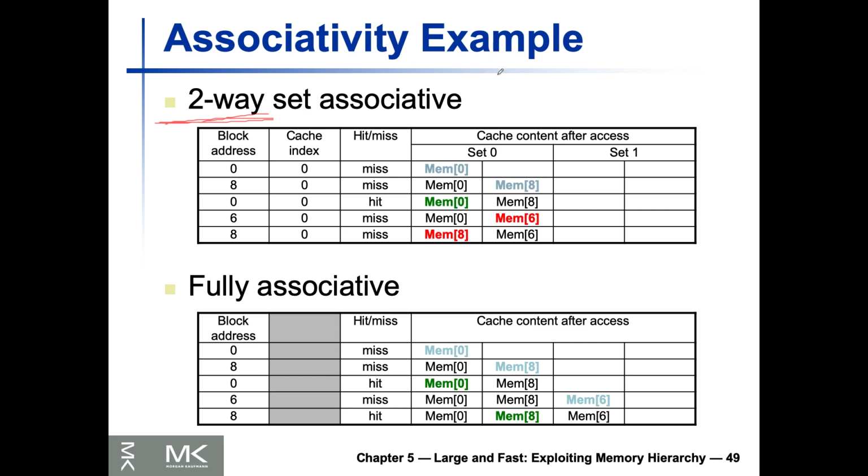So we had 0, 8, 0, 6, 8. You take the mod of those with 2, and all of them are 0. But inside each of the sets, where to place them, now that's the issue.